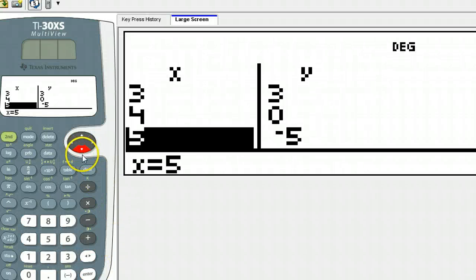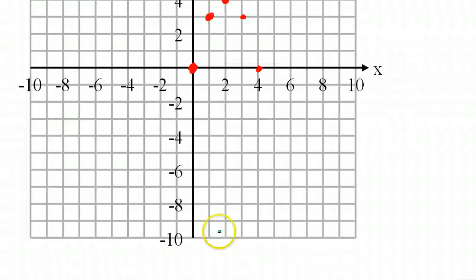Okay, will another value fit? Nope, it goes to -12 after that. And the graph only goes to -10. So this will have to do. Let's go ahead and draw the parabola. So your parabola should look very much like that.